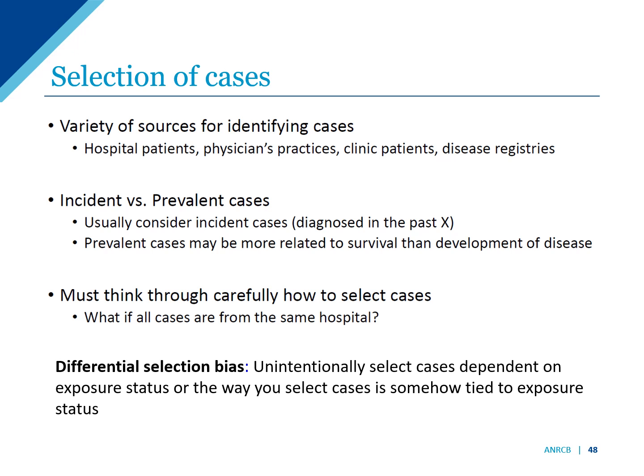How do we select cases? There are a variety of sources for identifying cases, including patients in hospitals, clinics, practices, or through disease registries like national cancer registries. We usually consider incident cases of a disease and set a limit to how long ago they would have been diagnosed, as this reduces some possible bias due to survival time.